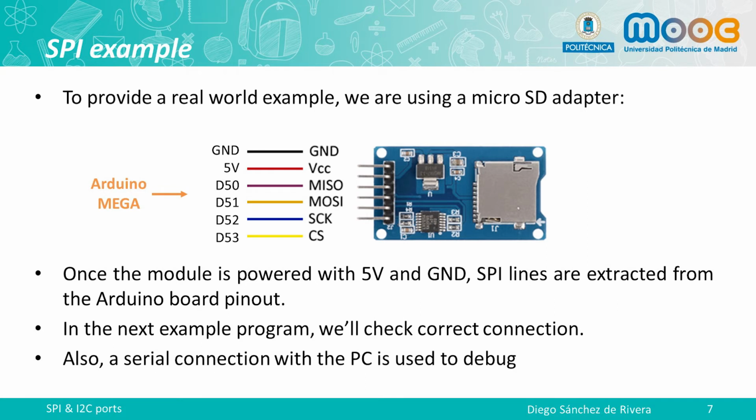To provide a real-world example using the SPI protocol, we will use a common SD card adapter. This adapter is powered by 5 volts and can be connected to one of the 5 volt ports of the Arduino board. Then we connect the remaining lines as seen in the picture. In this example, an Arduino Mega is used. Please check your Arduino board and make sure that you are using the correct pins connecting the adapter. Once it is connected, it is time to program a test sketch.